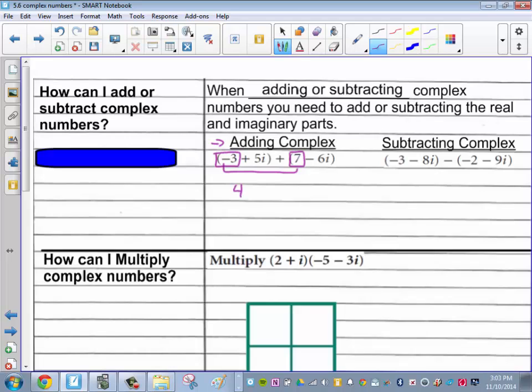Okay. And now we're going to combine the imaginary parts. So I got 5i plus -6i. 5i plus -6i is just -1i. And so I just make that a -1. So when adding these two complex numbers, I get another complex number. In this situation, it is 4 minus i is my complex number.